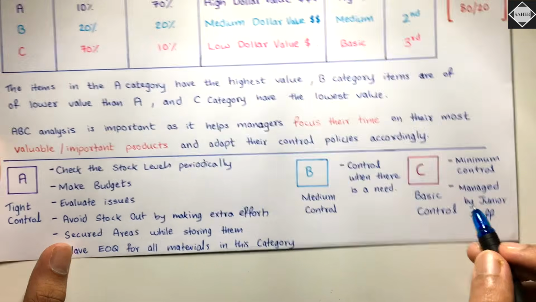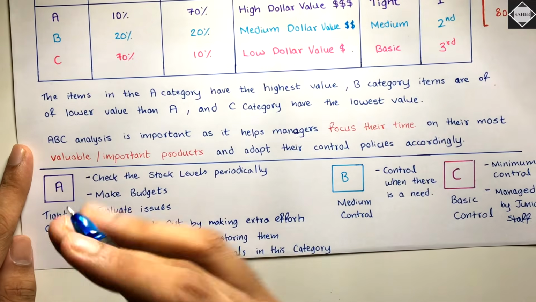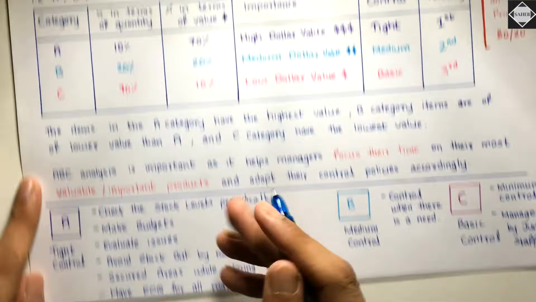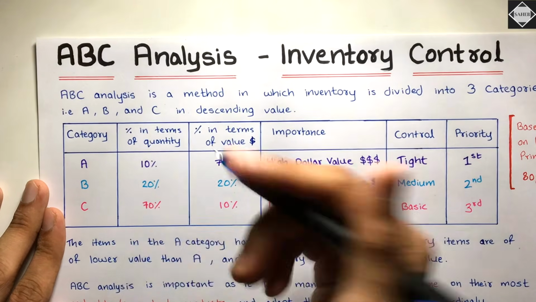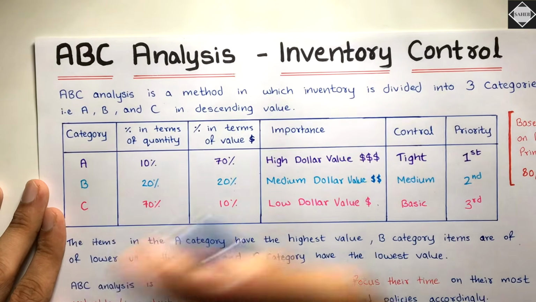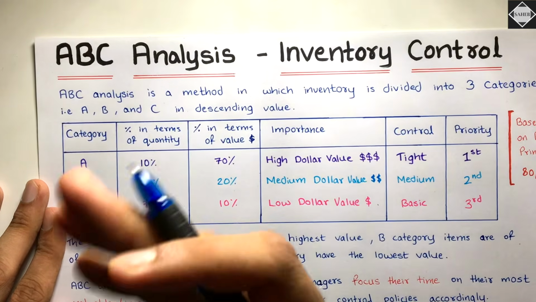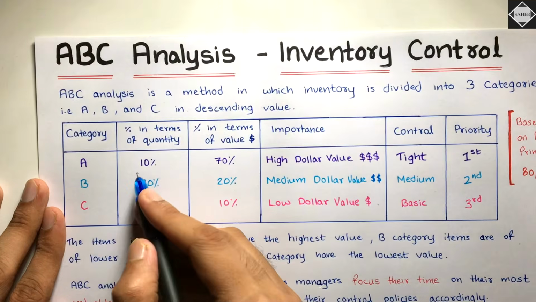And understand, in the A category, you will frequently place orders, right? Because you have less of this, and there is high demand, so it will keep finishing. So the frequency of orders will be high over here.